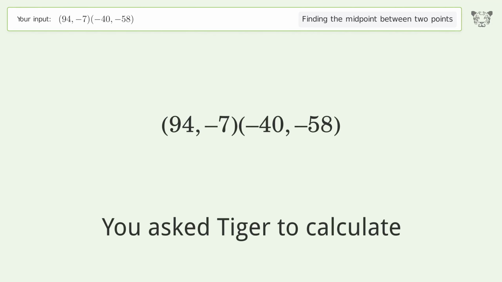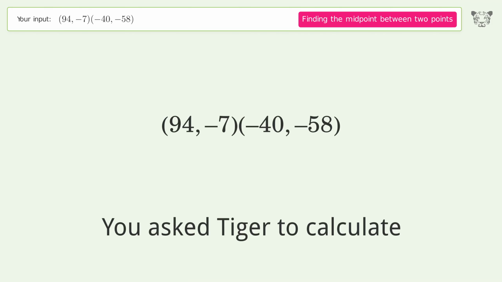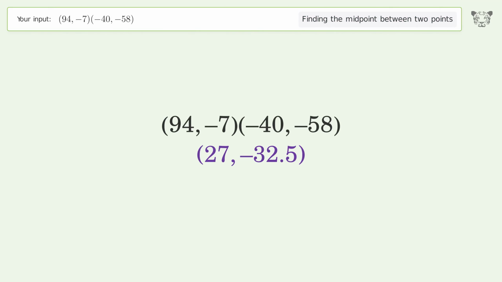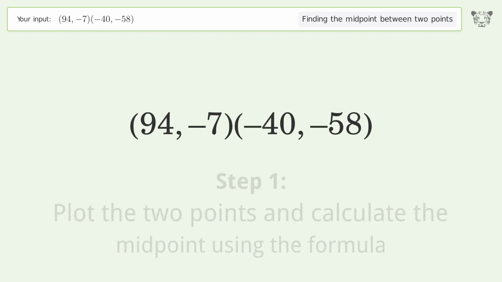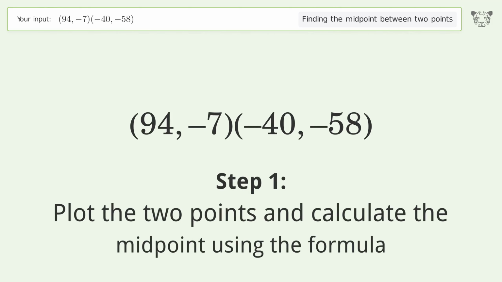You ask Tiger to calculate. This deals with finding the midpoint between 2 points. The midpoint between the 2 points is 27, negative 32.5. Let's solve it step by step. Plot the 2 points and calculate the midpoint using the formula.